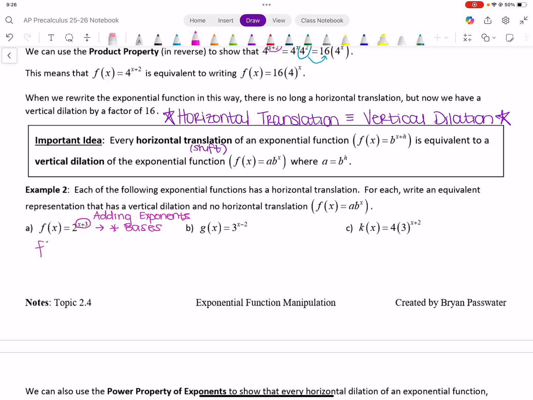So this becomes f of x equals 2 to the x power times 2 to the third power. And then we can simplify that 2 to the third power so that we get f of x equals 8 times 2 to the x power. And now we can see that our translation left 3 is equivalent to a vertical dilation of 8.